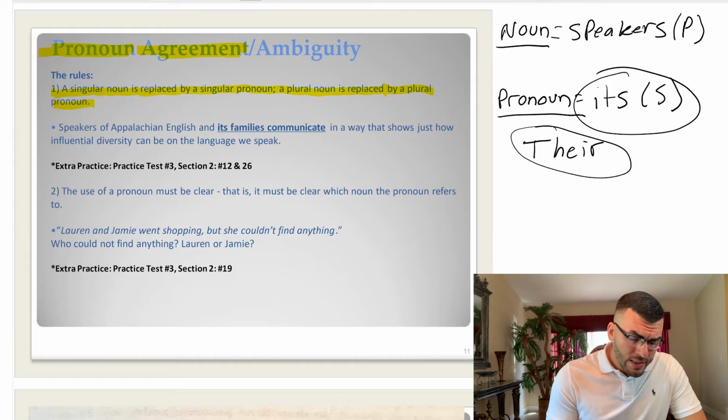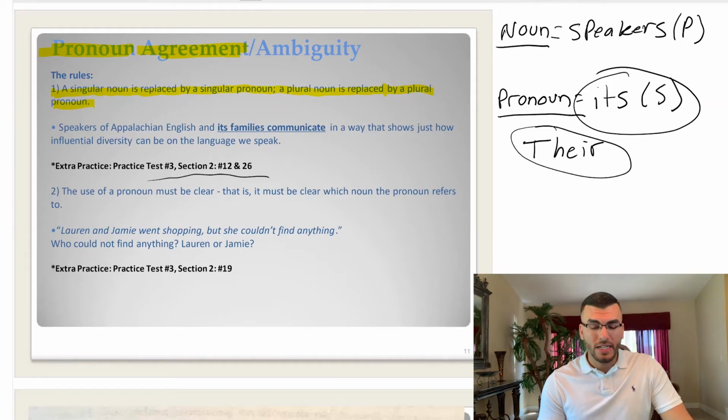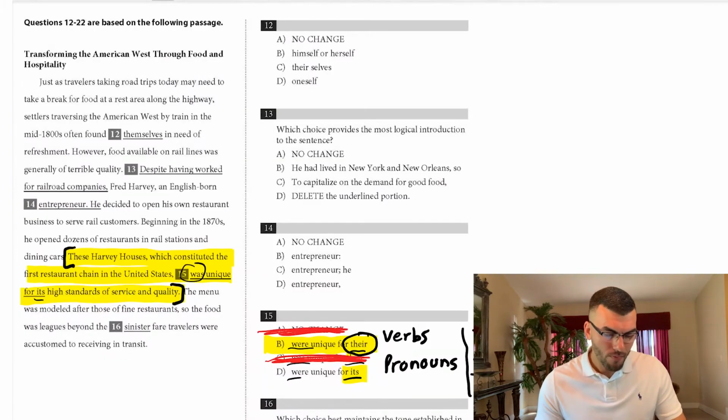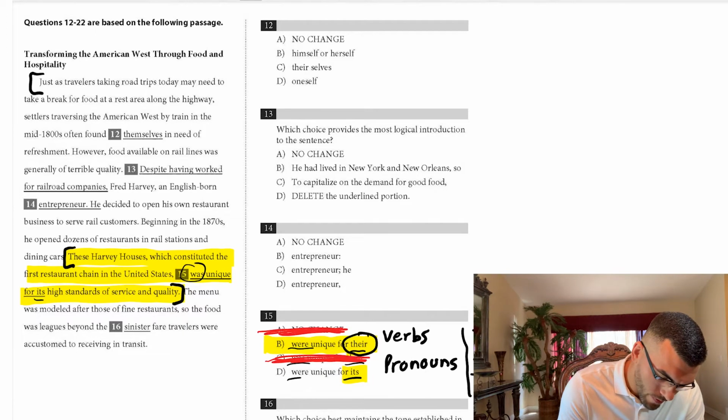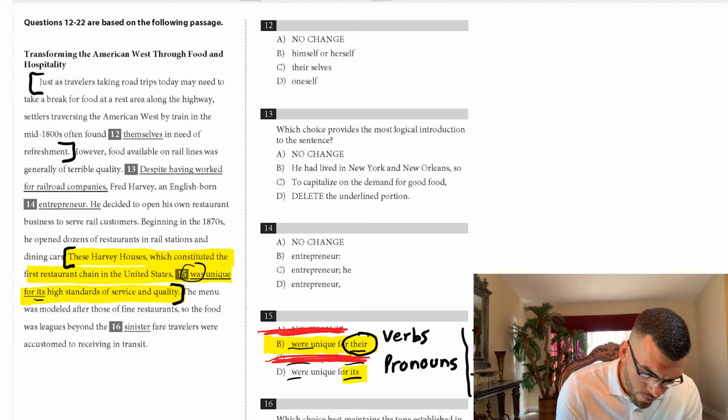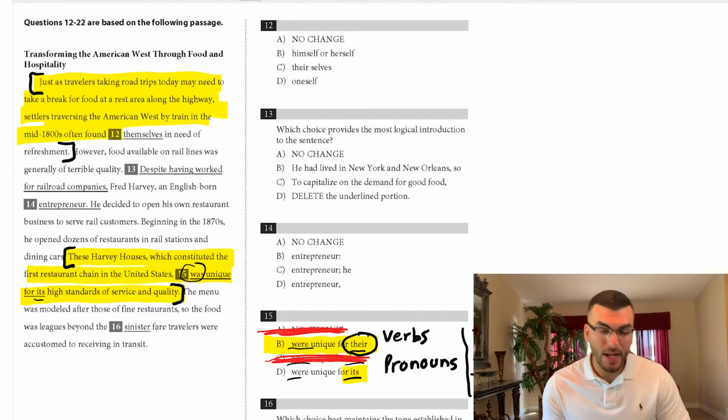So let's go to practice test 3, section 2, and look at number 12 and 26. Okay, so what's the first thing that we do, guys? Never changes. Put brackets around the sentence in question. Okay, so that's the whole sentence. I'm going to highlight it for you guys. What's the next thing that we do, guys? We got to compare the answer choices.